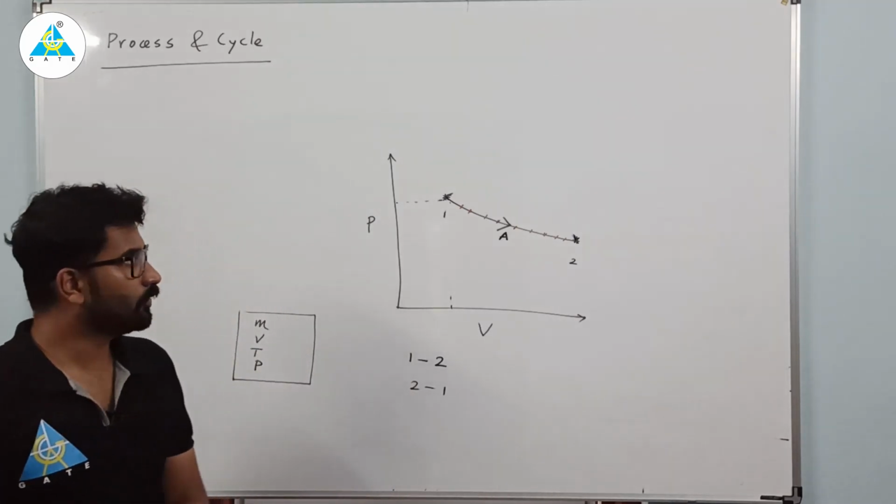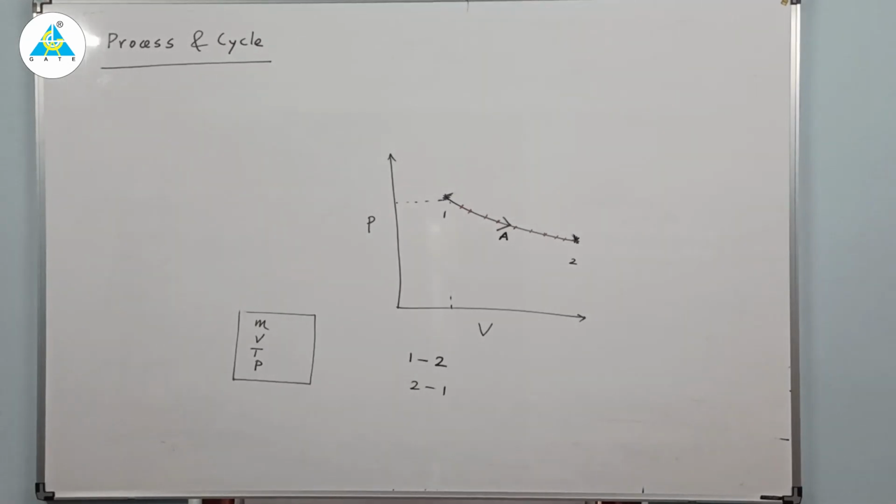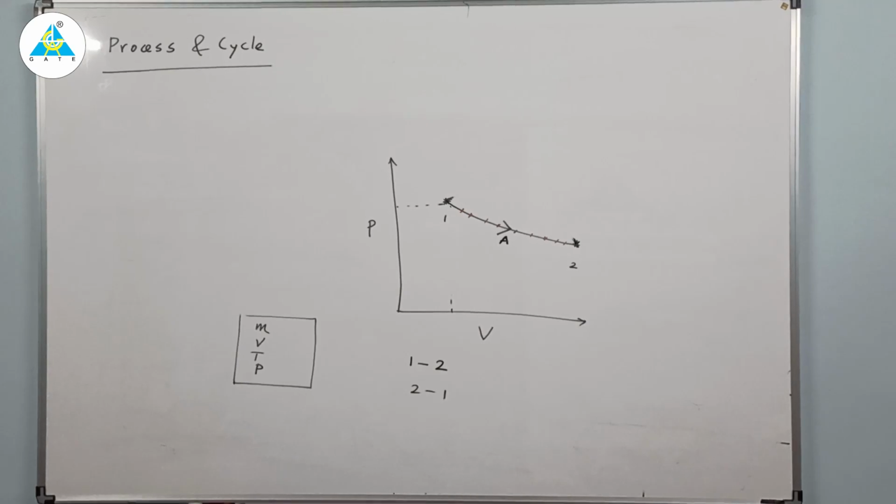Clear? I hope up to this is clear. Done, right? So up to this is done. Those who want to write it, you can write it: process, cycle, etc. Clear?